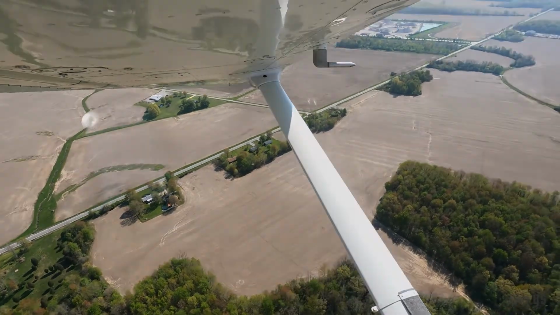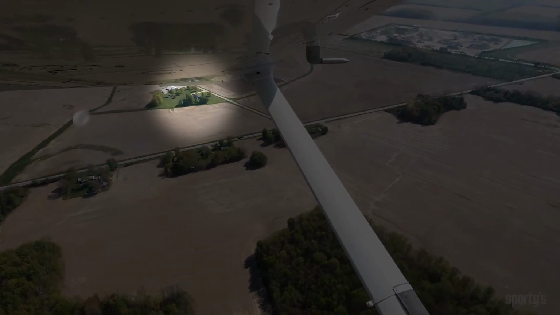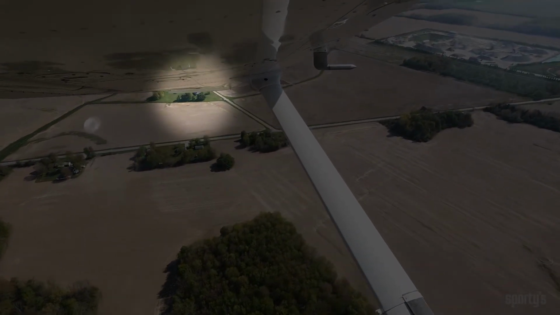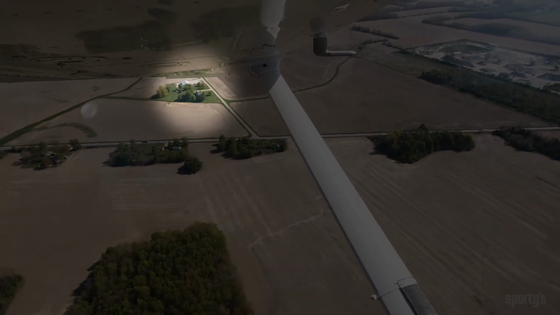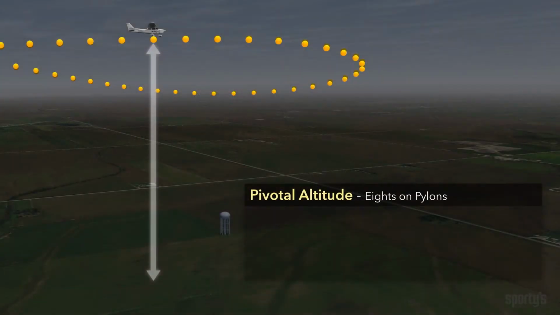This reference line will be different for each pilot from each seat. It's important to remember that no matter how you define the visual reference line, it always parallels the lateral axis of the airplane. During pre-flight, you'll need to calculate the altitude in which to begin the maneuver, which is called pivotal altitude.